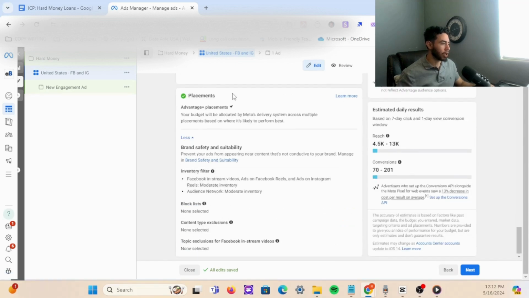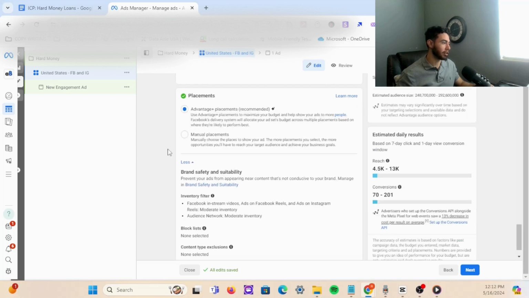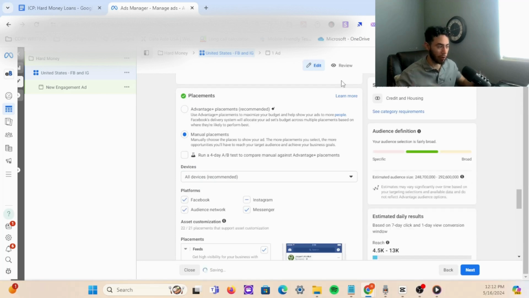So right here at placements, you're going to want to hit edit. You're going to want to hit manual placements. Don't do Advantage Plus placements unless you want your ad to show up on some random app that some kid is playing on his iPad. Don't do that. If you didn't know, Facebook sells ad inventory and displays ads on platforms outside Facebook. If you don't want that, you have to check manual placements.